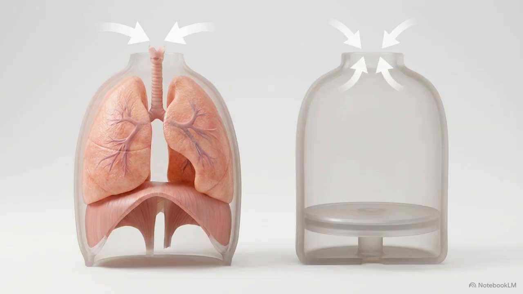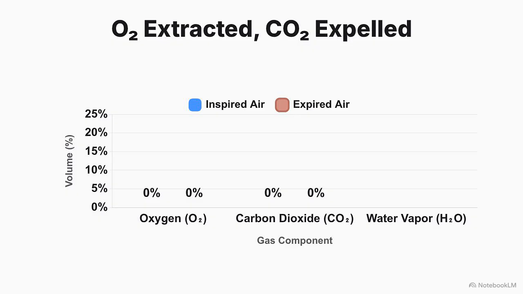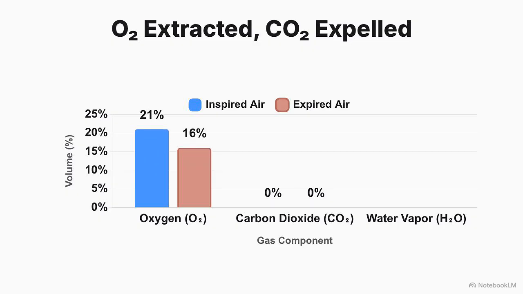Ventilation is driven entirely by manipulating the physical volume of a sealed container to exploit the basic laws of gas pressure. While mechanics handle the macroscopic airflow, the true work occurs microscopically at the interface between a single alveolus and its surrounding capillary bed. This table highlights the chemical composition of inspired versus expired air. Oxygen drops from 21% on the way in to 16% on the way out, while carbon dioxide spikes from 0.04% to 4%. You can also observe a distinct increase in water vapor content in the air you exhale.